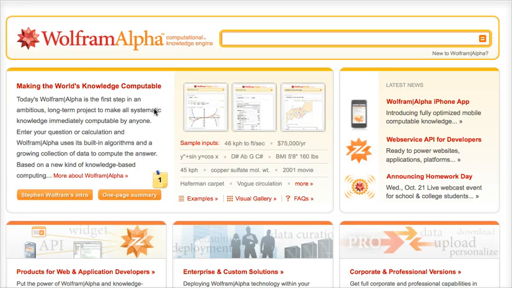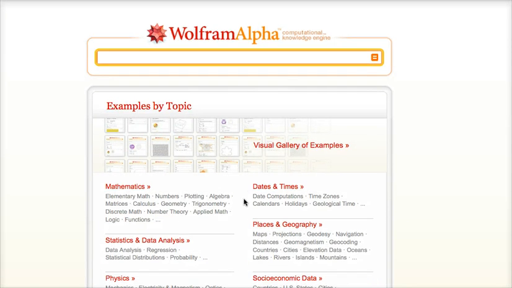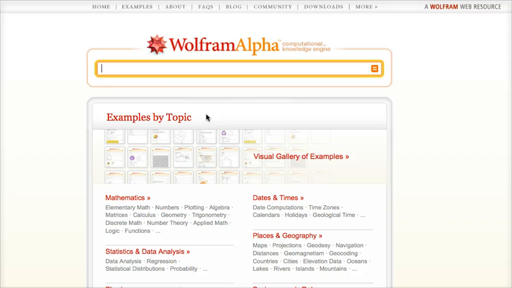This is going to be a lightning quick introduction to Wolfram Alpha with some ideas for teachers on how to use it in the classroom. If you click on examples from the home page, you'll see there's lots of things for you to explore in pretty much every subject area that we teach. But I'm going to show you a couple of specific things. We'll start with some math.